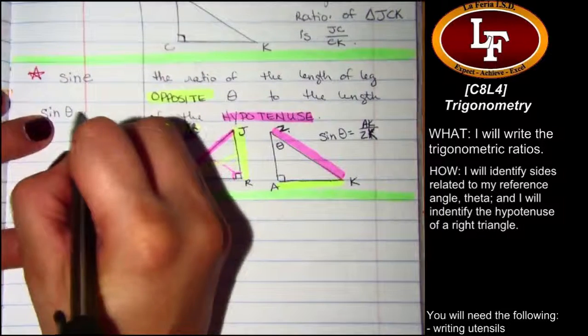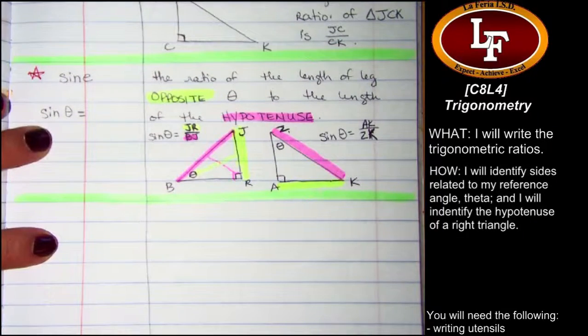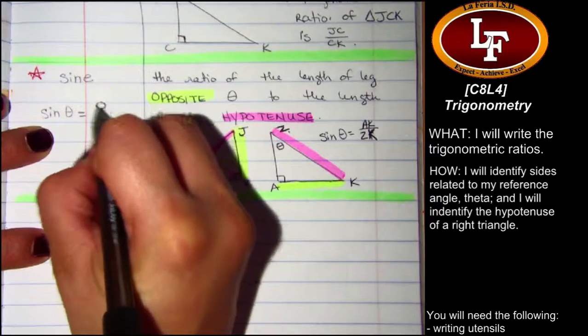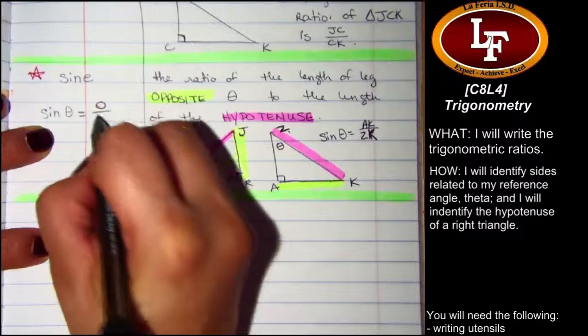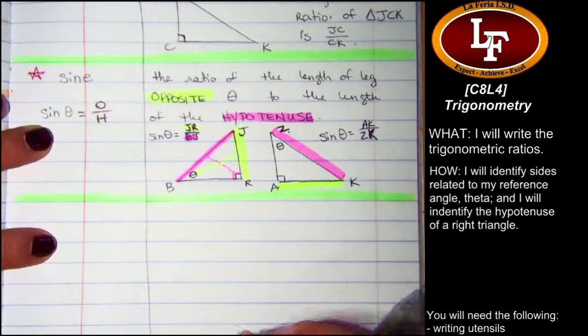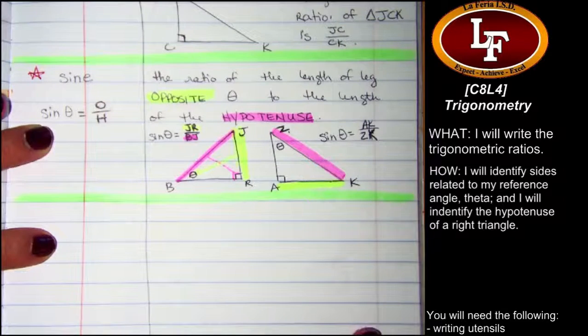Now, this shortcut here, sine theta, is shortcutted as O for the opposite divided by H for the hypotenuse. And that's what we did for all of these.